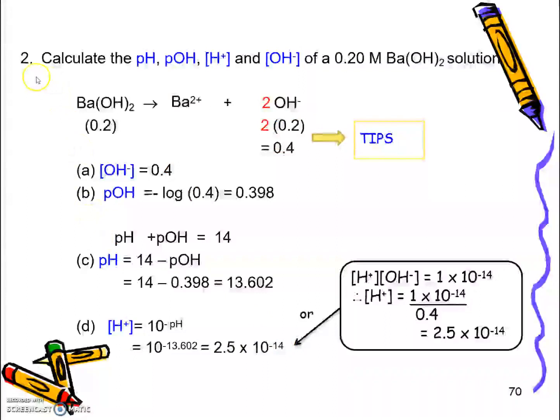So you can look at this question. It's quite the same as question number 1. First you have to dissociate the base barium hydroxide into its ions, barium 2 plus and hydroxide, and then balance it. So 1 mole barium hydroxide dissociates to 1 mole barium 2 plus and 2 moles of hydroxide. And the concentration has to be multiplied by the number of moles.